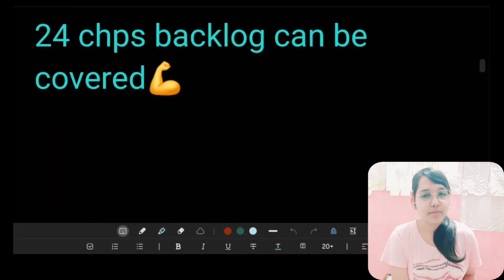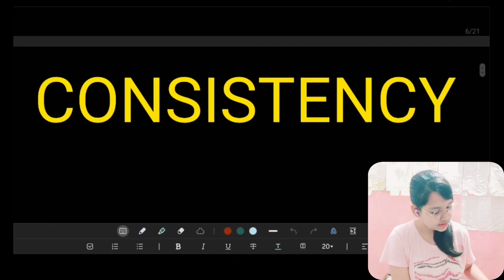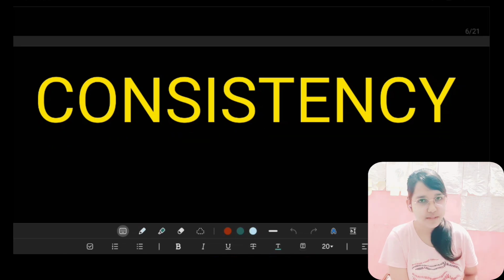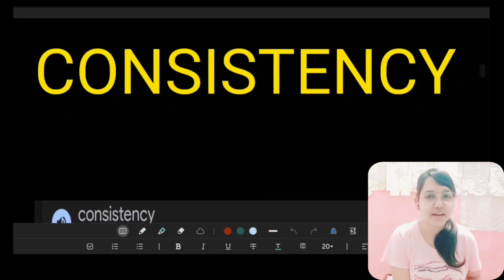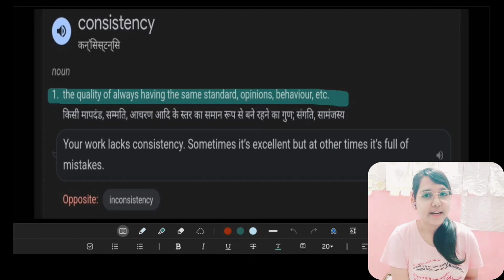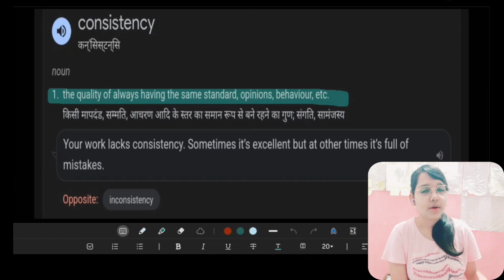But how would this be possible? It will only be possible if you stay consistent. Now, what is consistency? What does Google say? Google says it is the quality of always having the same standard, opinions and behavior. Now, what I want from you is quality study, quality work, quality 1 hour. If you put in that 1 hour and stay consistent, that chapter which you've been worrying about for months will get completed. So for that purpose, you have to stay consistent, 1 day at a time.